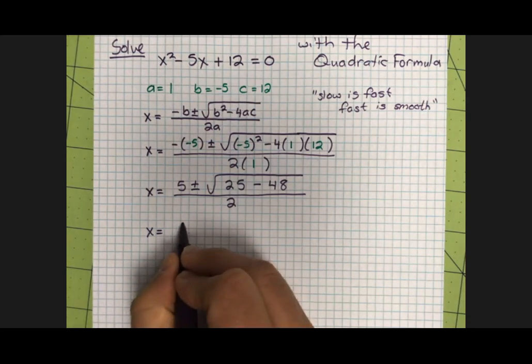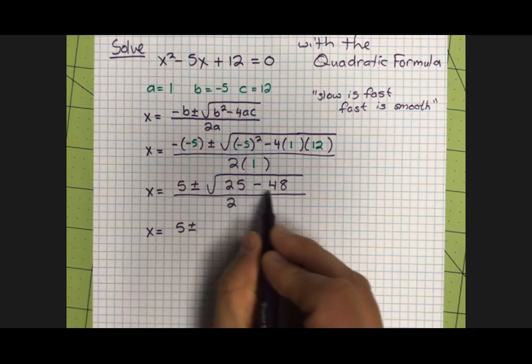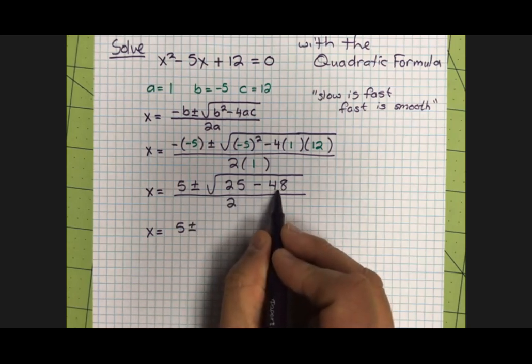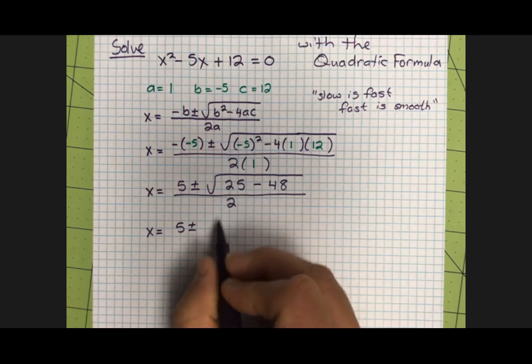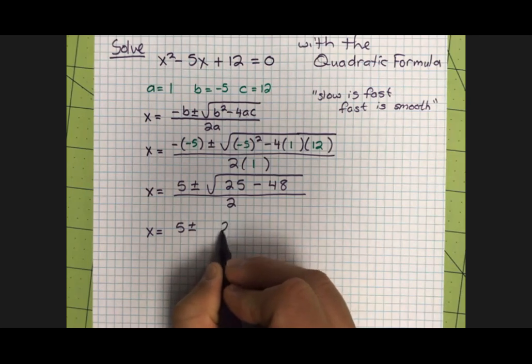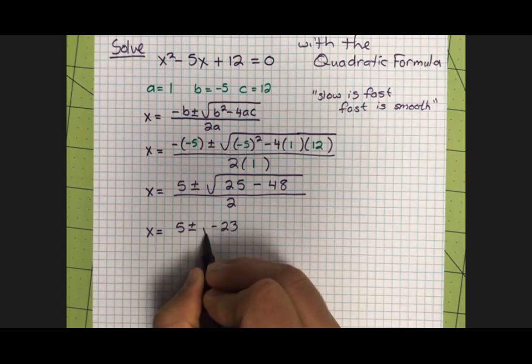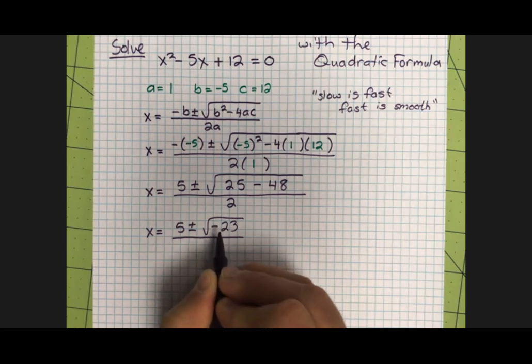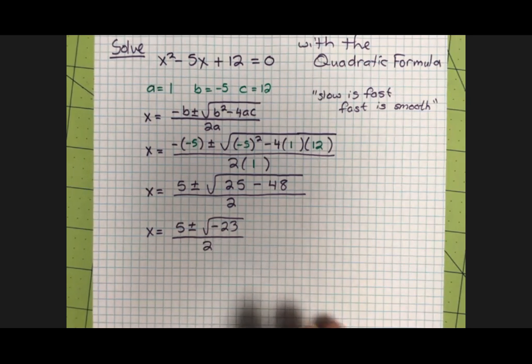Okay, let's finish. 5 plus or minus 25 minus 48. Oh, here comes the minus sign. Here comes a negative number, right? Say, I got 25 minus 48 is 23 negative. I've got to respect that negative. It's there. Divided by 2.